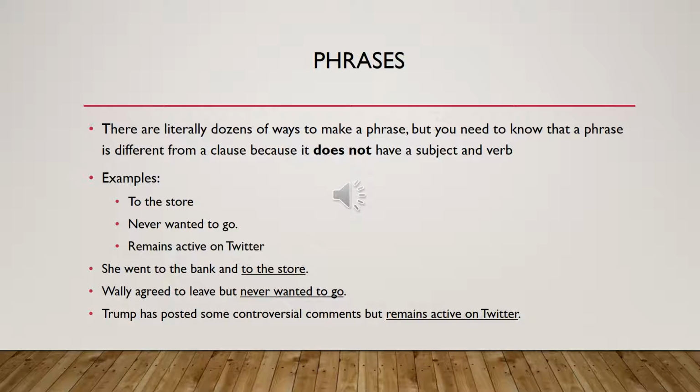So let's put these phrases inside a sentence attached to a clause, like she went to the bank and to the store. So the clause is she went to the bank, and the phrase is to the store. Wally agreed to leave, but never wanted to go. And last but not least, Trump has posted some controversial comments, but remains active on Twitter. So the phrases are in a sentence now, and now you can see what they look like inside a sentence. But know the difference is that the phrase does not have a subject and a verb.